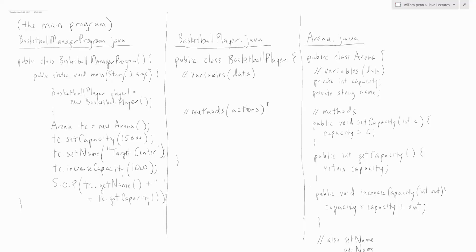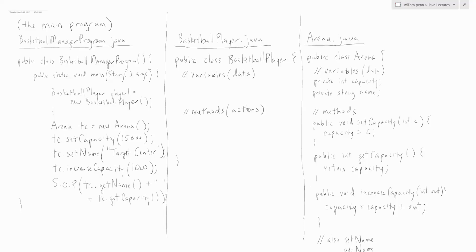So as I showed you earlier, the template for creating a class, you just say public class, the name of the class, you put this in a file with the same name, and then you create your variables and your methods. Some of these methods are going to be things that just access these variables, and some of these methods are going to be things that actually update or set the values of these variables.